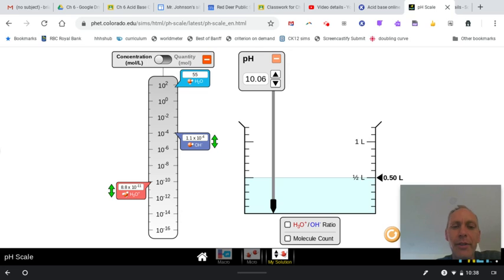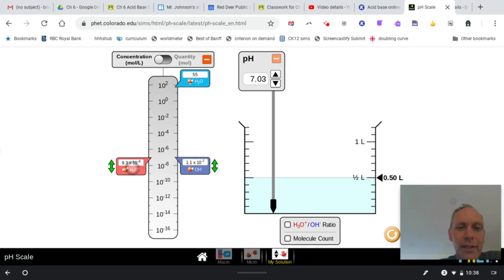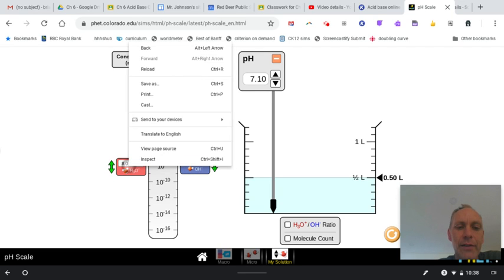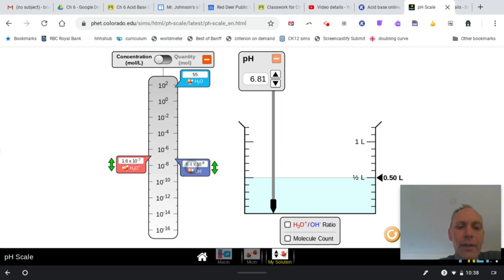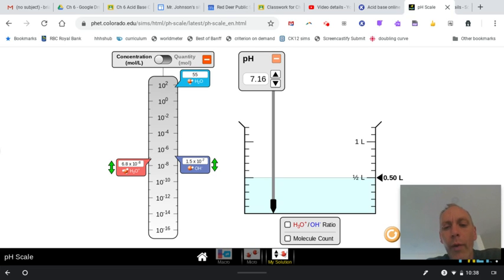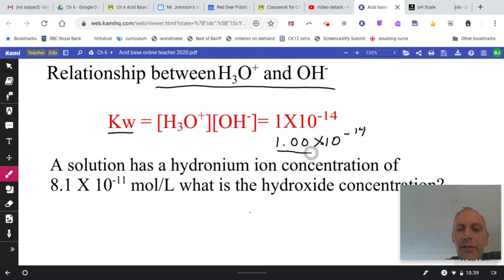So we're going to go back to our simulation, and I'm going to make these equal at 7, as close as I can get. Okay, we'll call those equal at 7. So when they are at pH of 7, concentration of hydronium equals concentration of hydroxide. And if I multiply those together, 1 times 10 to the negative 7 and 1 times 10 to the negative 7, I get 1 times 10 to the negative 14, which is where this value comes from.